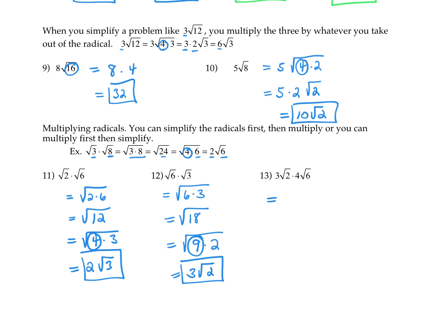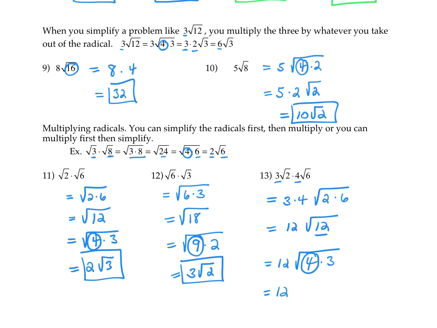Okay, number 13. When we have numbers out in front, we multiply them together. So we want to do 3 times 4. And then the numbers inside the radical get multiplied. So this one's going to look a little bit funny because we're going to have 12 square root of 12. But this 12 that's inside the square root has got to be simplified. So the square root of 12 factors into 4 times 3.